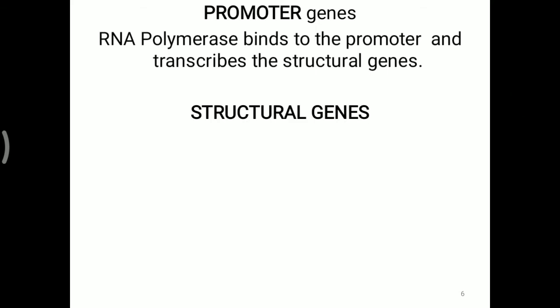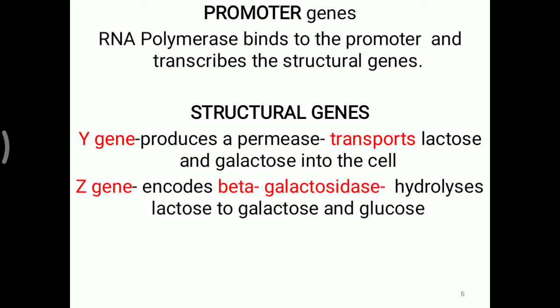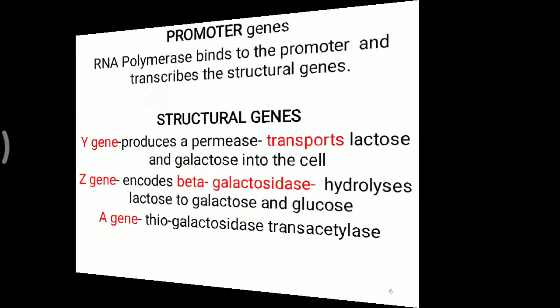So basically, the structural genes that we have seen in the picture are Z, Y, A. The Y gene is for the production of permease, which transports lactose and galactose into the cell. The Z gene encodes beta-galactosidase, which hydrolyzes lactose to galactose and glucose. Simply, it is the lactase enzyme. Further, the A gene is called thiogalactoside transacetylase enzyme. So the ZYA genes produce enzymes which are responsible for lactose metabolism.